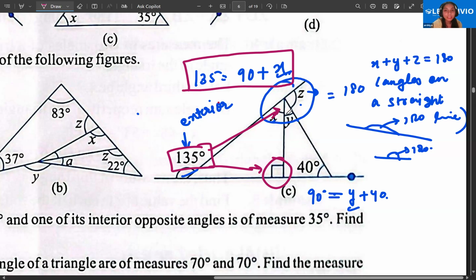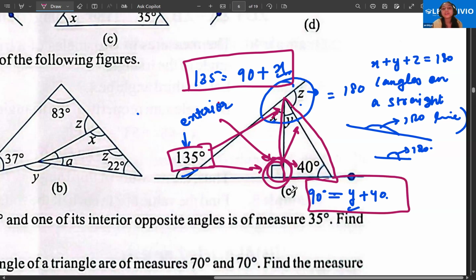Now for y, the y triangle is this much, right? So for this, 90 is outside, so that makes it an exterior angle. So what is the interior for this? Y and 40. So in this way, 90 is equal to 40 plus y.